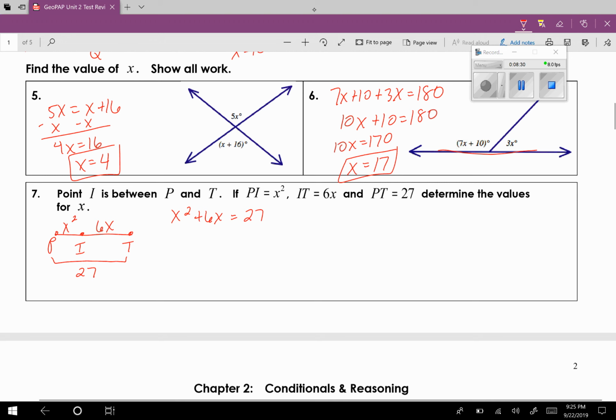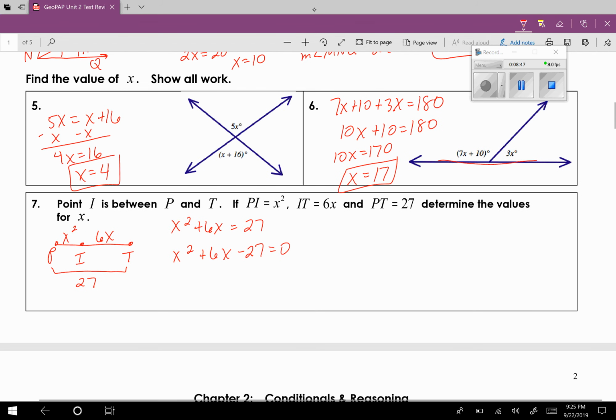Okay, I've got a quadratic. In order to solve it, I need to set it equal to 0 first. So I'm going to subtract this 27 on both sides here. So I'll get x squared plus 6x minus 27 equals 0. And now I can factor this out. So again, you can use your little t-chart.